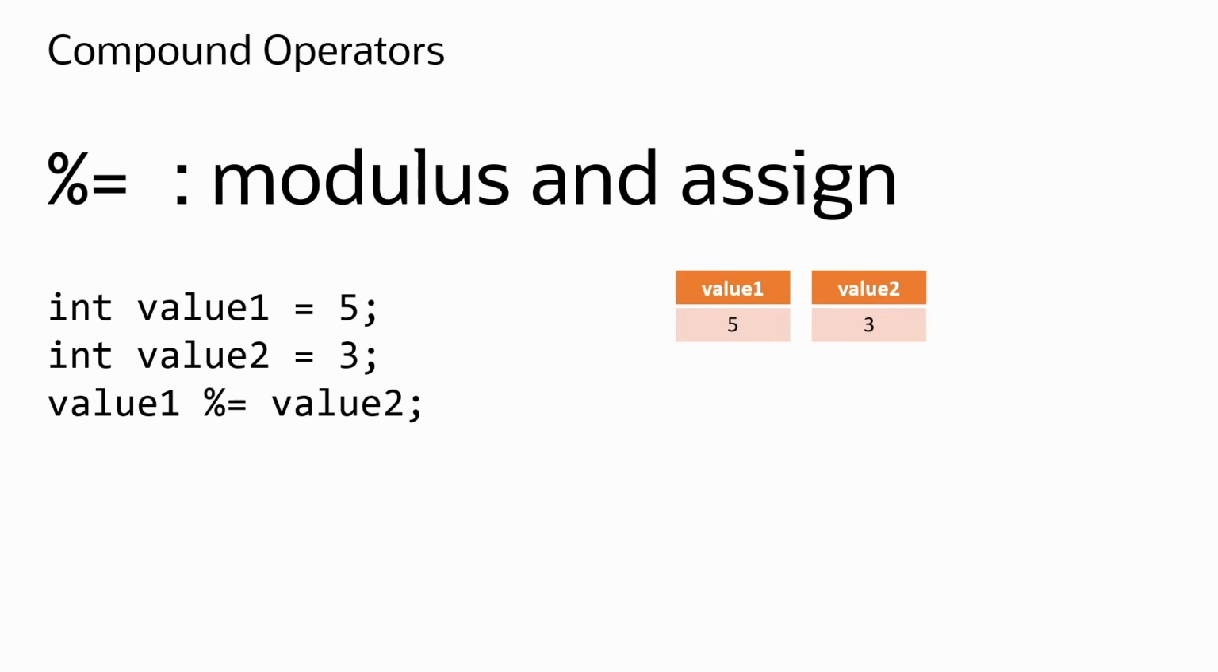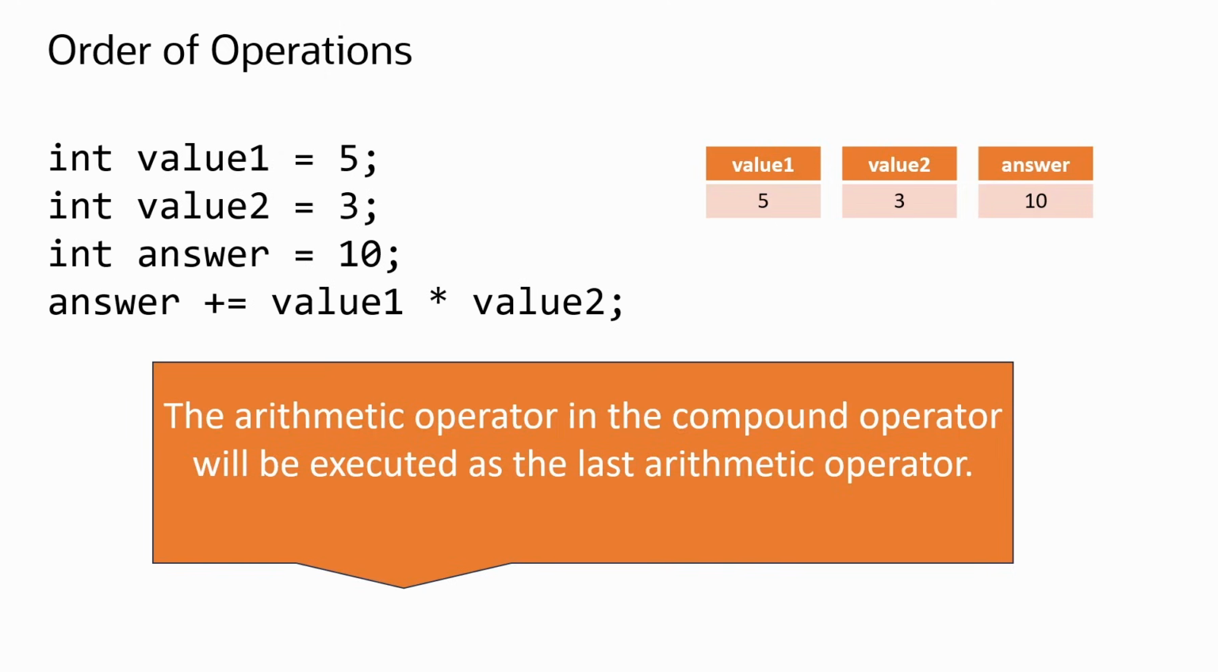Modulus equals is going to compute the modulus and assign. Value 1 is 5, value 2 is 3. Value 1 mod equals value 2. We will do the mod first. So value 1 mod value 2, 5 mod 3, which will give you a remainder of 2, and value 1 is assigned 2.